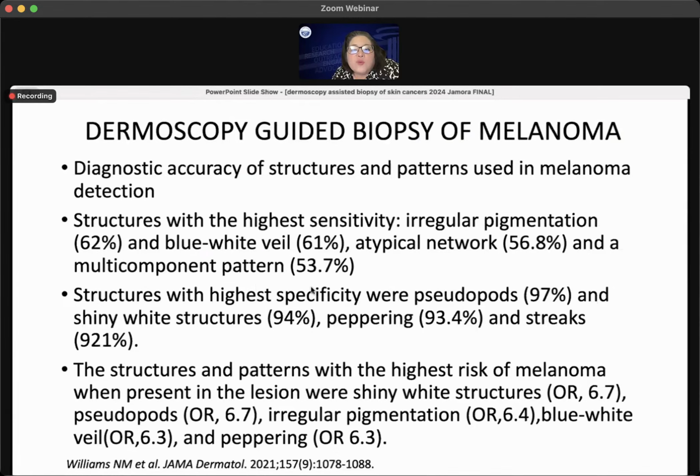This other study by Williams said that irregular atypical pigmentation, the blue-white veil, atypical pigment network, and the multi-component pattern. So very similar, very, very similar, okay? And the structures and patterns on dermoscopy with the highest risk of melanoma when present were shiny white lines, pseudopods in the periphery, irregular pigmentation, and blue-white veil and peppering.